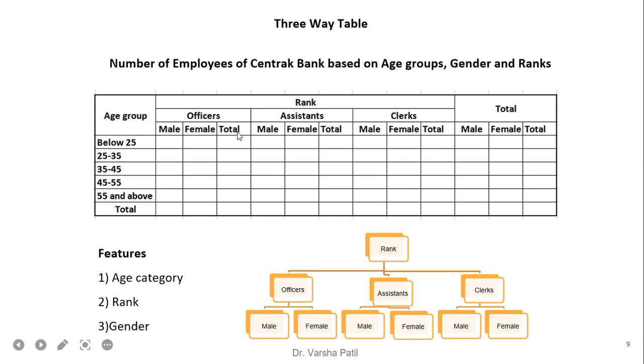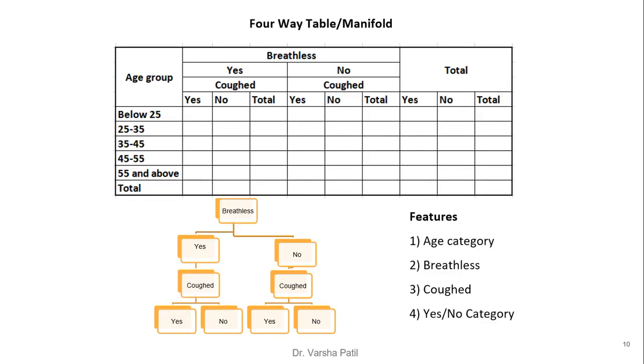If we want to skip, we can skip also. And here this final total is nothing but the male, female and total. So this is nothing but our requirement, that how many columns we require to keep into the table. This table is a three-way table because three features are used. First is age group, second is rank, and after that the gender category.